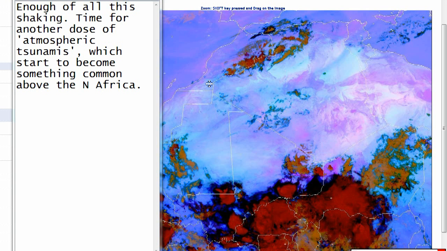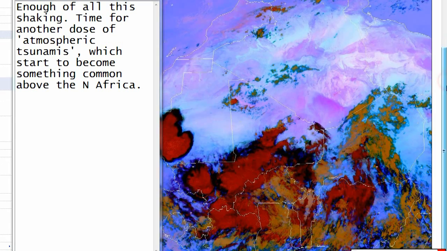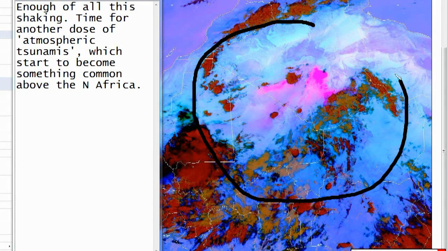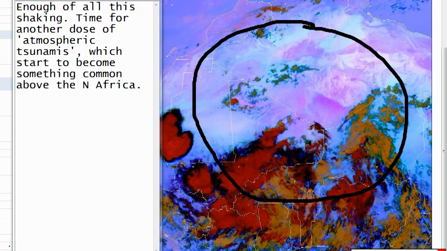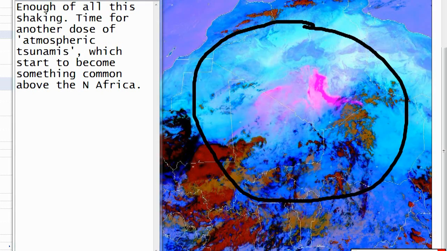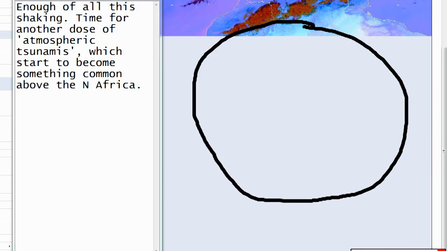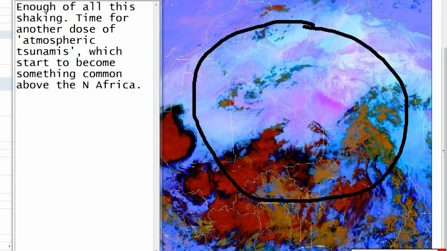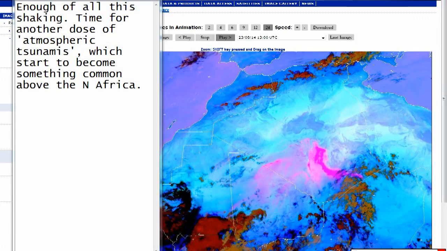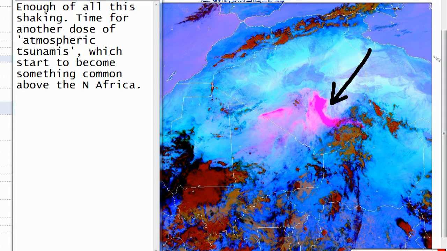Enough of all this shaking. Time for another dose of atmospheric tsunamis, which start to become something common above the northern Africa. What the hell is this?